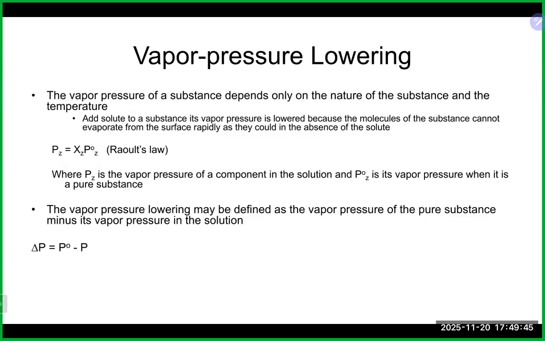And you will end up with a certain amount of vapor that comes out of the solution, and those are gas molecules above the liquid, and that again is the vapor pressure. Now, the vapor pressure of a substance depends only on the nature of the substance. When you add a solute to a substance, the vapor pressure is lowered because the molecules of the substance cannot evaporate to the surface again as easily as they could if nothing was in the way.